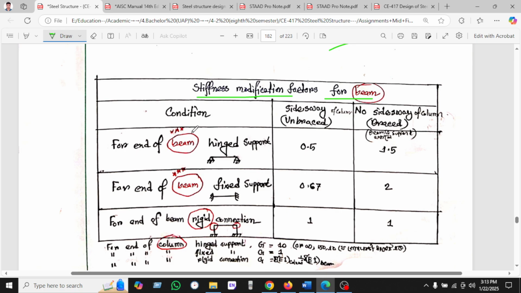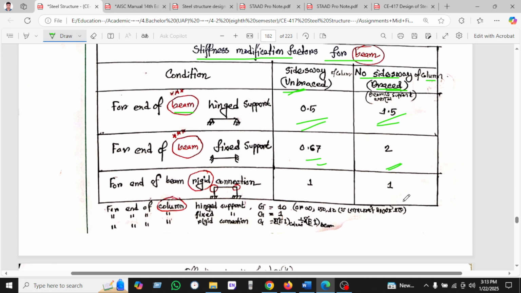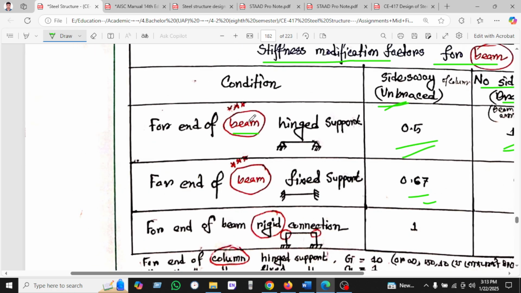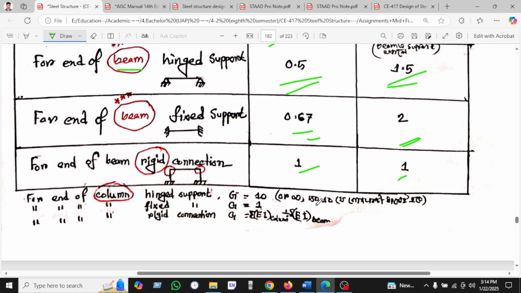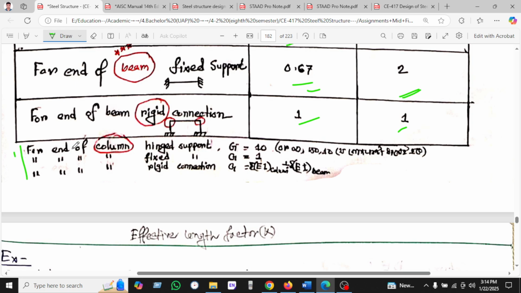Here are some conditions for the far end of the beam. For a hinge supported end, with sidesway of the column, which is unbraced, we will use 0.50. With no sidesway of the column, or a braced column, we will use 1.5. For the far end of the beam fixed, unbraced we will use 0.67 and braced we will use 2.0. For the end support rigid, unbraced will be 1 and braced equal to 1. Another important thing is that for the end of the beam hinge supported, G will be 10.